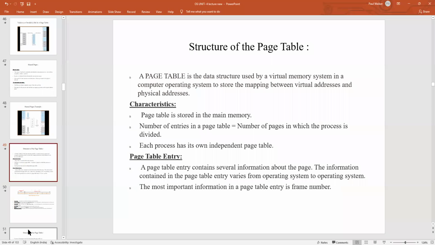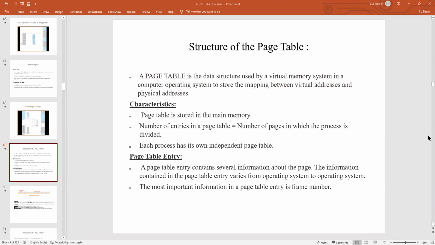The next topic is the structure of a page table. A page table is where we store our logical data in a data structure mode. As we know, a data structure mode has a tree-like structure. The parent is there.